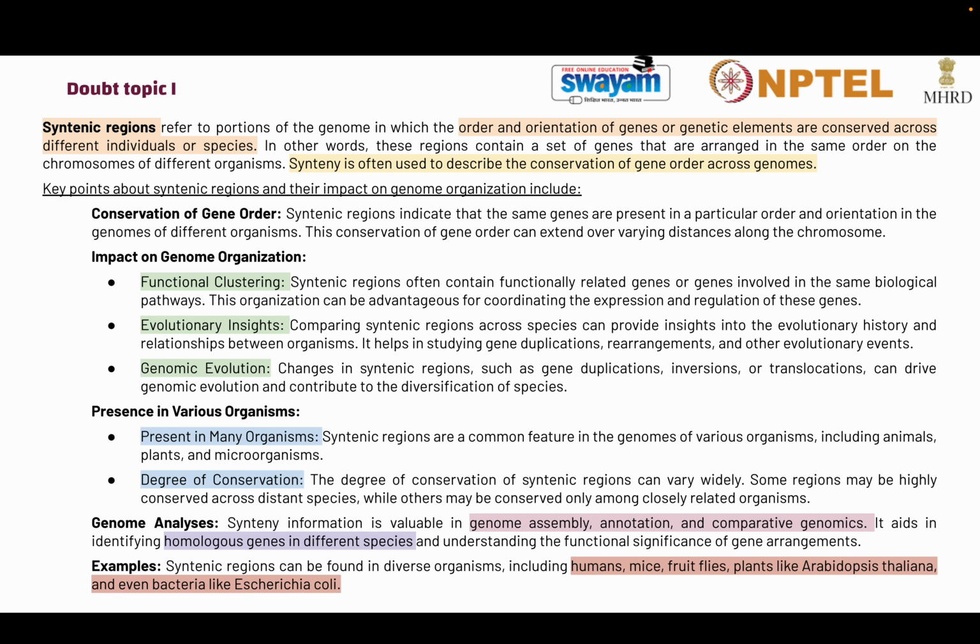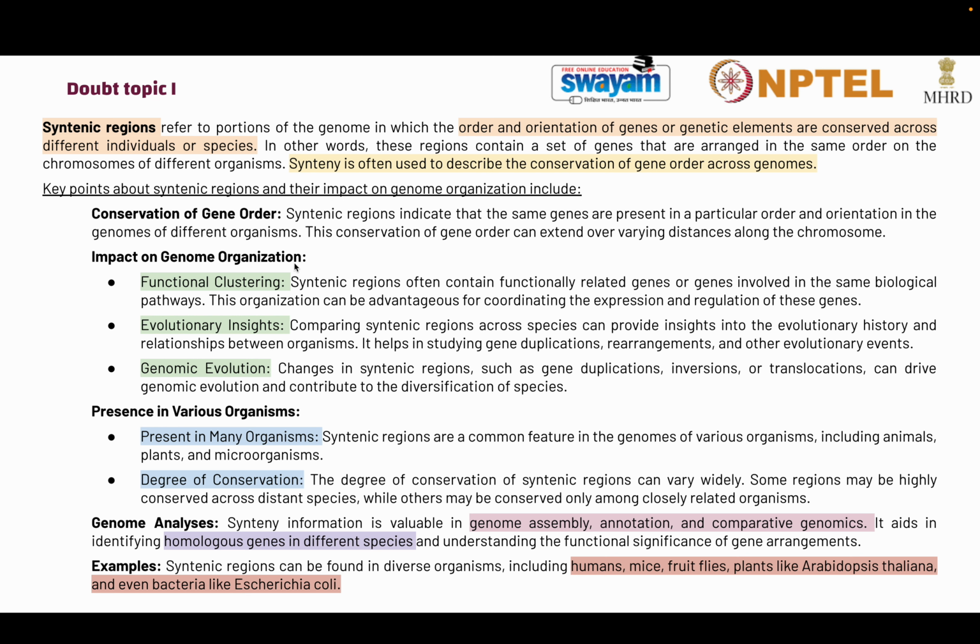So you also asked me what is the impact of these syntenic regions in the genome organization, so why these syntenic regions are important. So it helps in the conservation of gene order. It indicates that the same genes are present in the particular order and orientation in the genome of different organisms, and this conservation of gene order can extend over varying distances along the chromosomes. So there is this conservation of gene order. These genes remain conserved with the help of the syntenic regions.